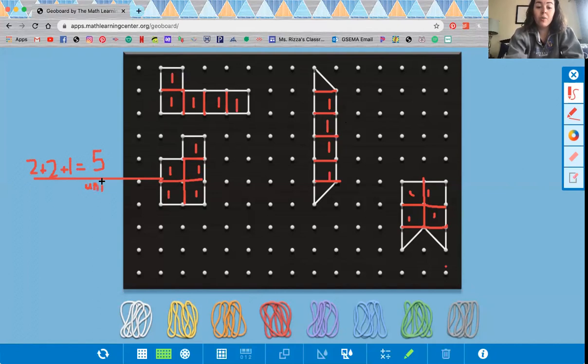So what you would do if you chose to do the online geoboard is make 4 shapes with 6 units in each, just like I did, and then off to the side or on a separate piece of paper, whichever is easier for you, you're going to write one equation for each of your shapes. So that is your activity today.